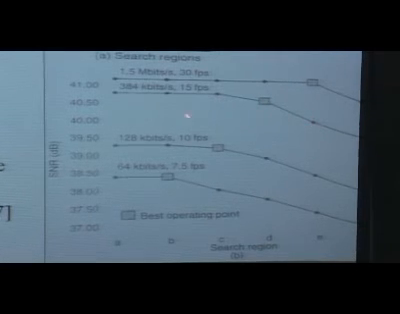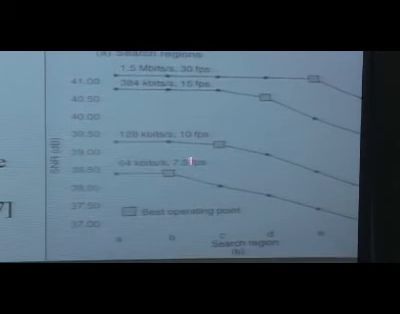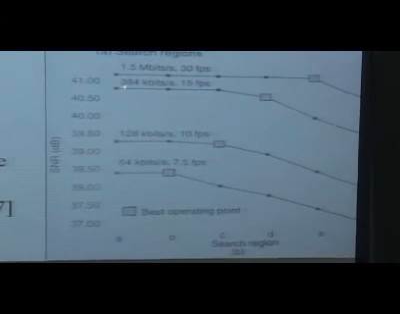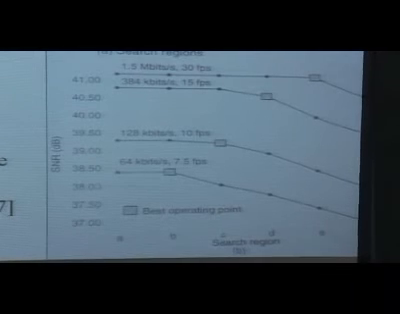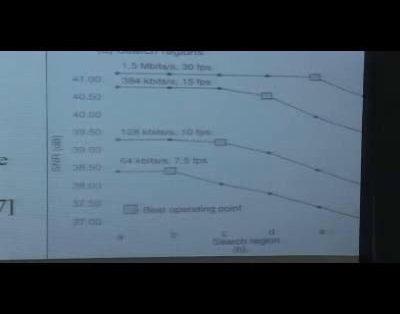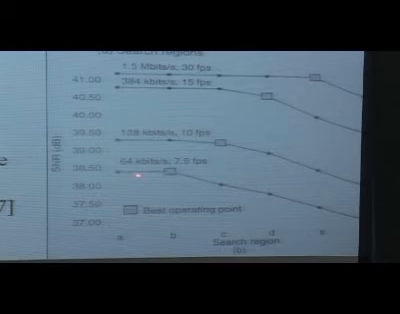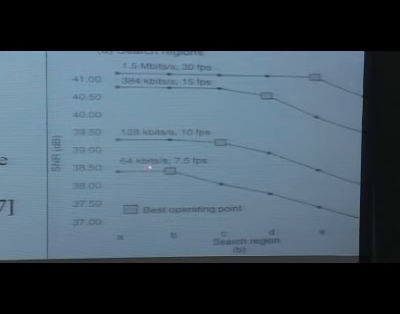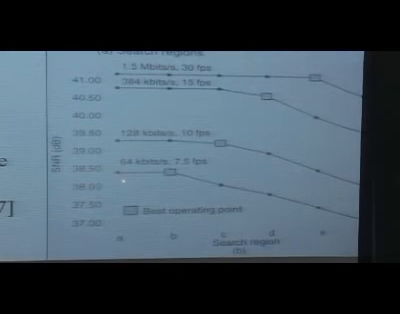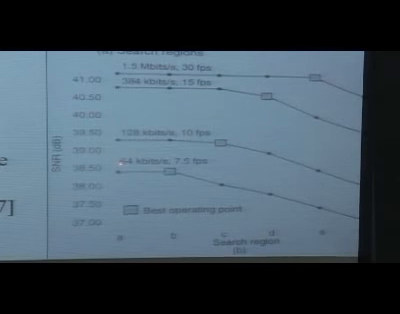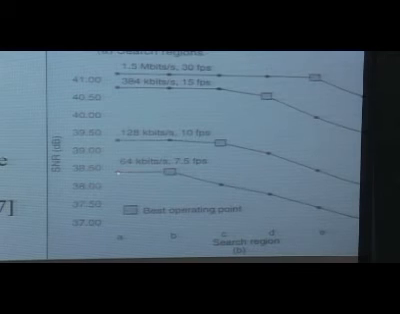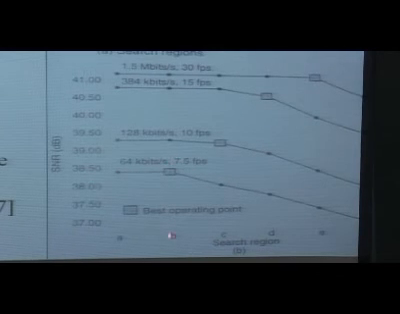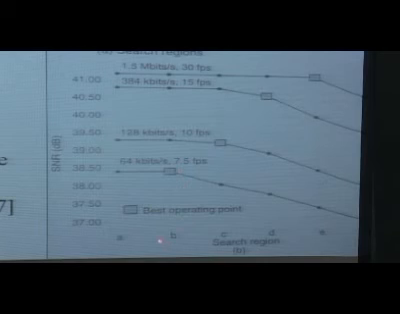So this is PSNR, or signal to noise ratio. You want to be high up. Now, if you go down to the lowest bit rates that H.261 allows you to do, which is 64 kilobits per second at 7.5 frames per second, then you need to do a lot fancier motion estimation.